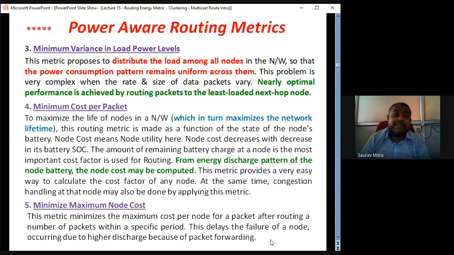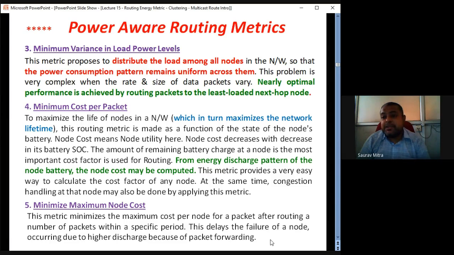Higher discharge happens when the data transmission rate is too high. At that time transmission power and reception power will be wasted at a very fast rate. In that case, discharge will happen very fast, the node will die very fast, and the network also will die very fast.